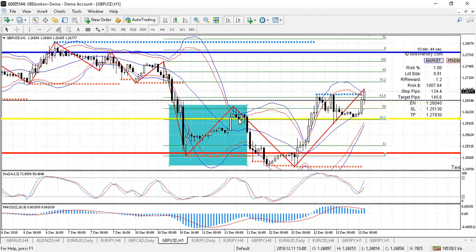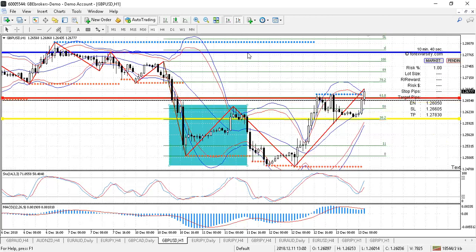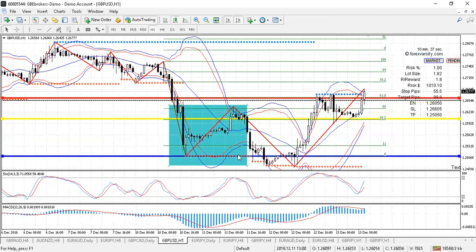We've gone on the close of the candle, stop loss, and we can trade that down there. Then it gives you a nice 1.8, depending on how near your stop loss is. So yeah, that's really all for today.